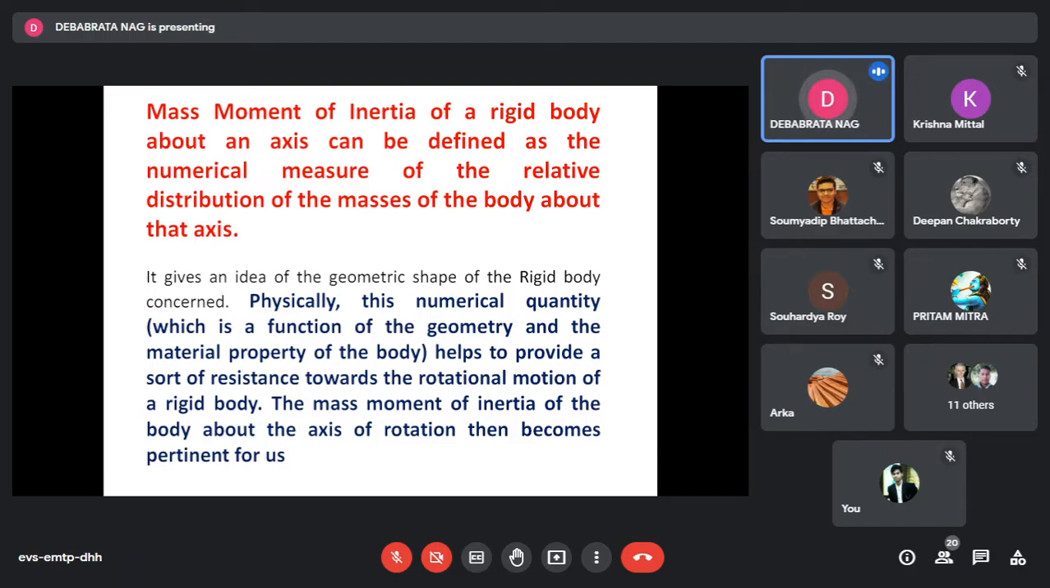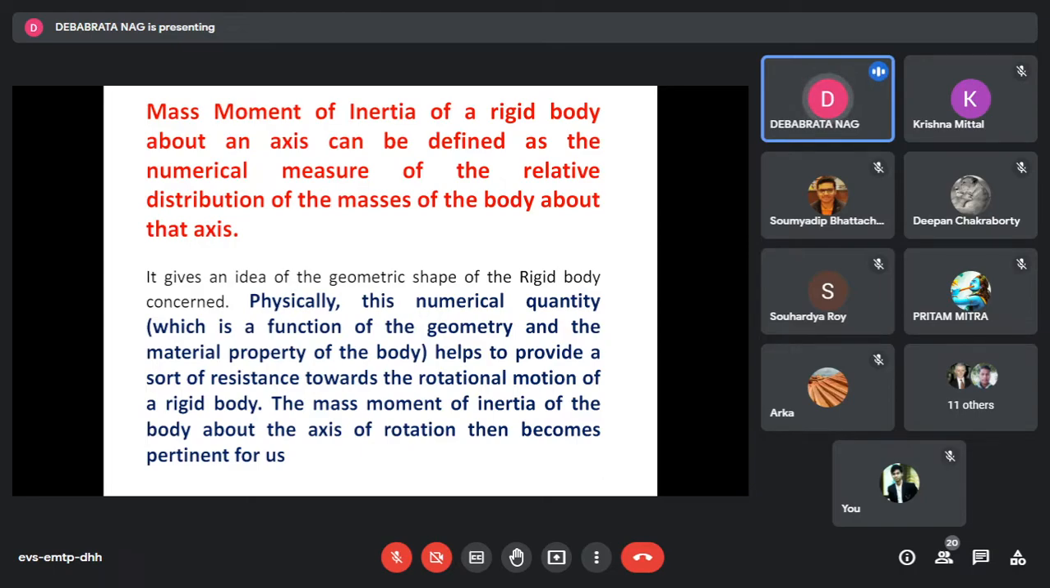This we know from our knowledge of dynamics: why we are calculating this mass moment of inertia, it is relevant not in translational motion of a rigid body. Why is it not relevant in translational motion? Because in the case of translational motion, every constituent particle of the body will be moving with the same velocity. So there is hardly any change in velocity or in linear momentum.